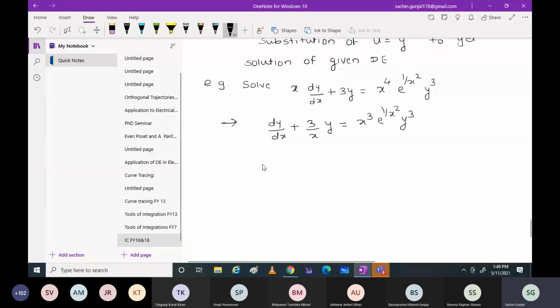Okay. Now, as you said, divide by y cube. Divide by y cube, what will you get? y raised to minus 3 dy by dx plus 3 by x y raised to minus 2 equal to x cube e raised to 1 by x square. Fine.